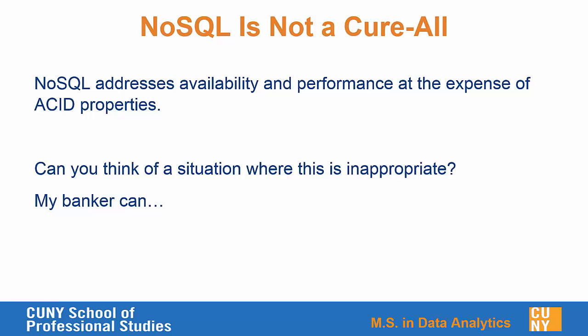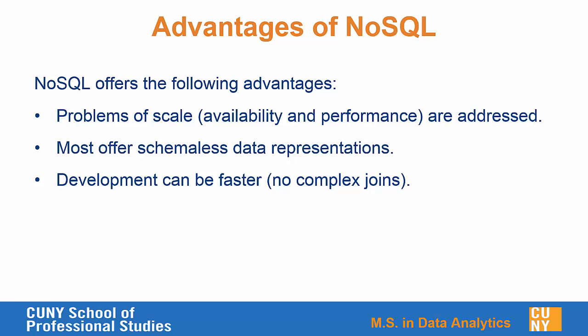a NoSQL solution. Again, the advantages of NoSQL: it offers availability and performance advantages, in particular for massive data sets. So it addresses problems of scale. With a SQL database, you have to buy a larger server in order to handle a SQL database, and that can get very expensive. A lot of the NoSQL solutions address these problems of scale by allowing multiple machines to be strung together. Hadoop is perhaps the most famous example of that.